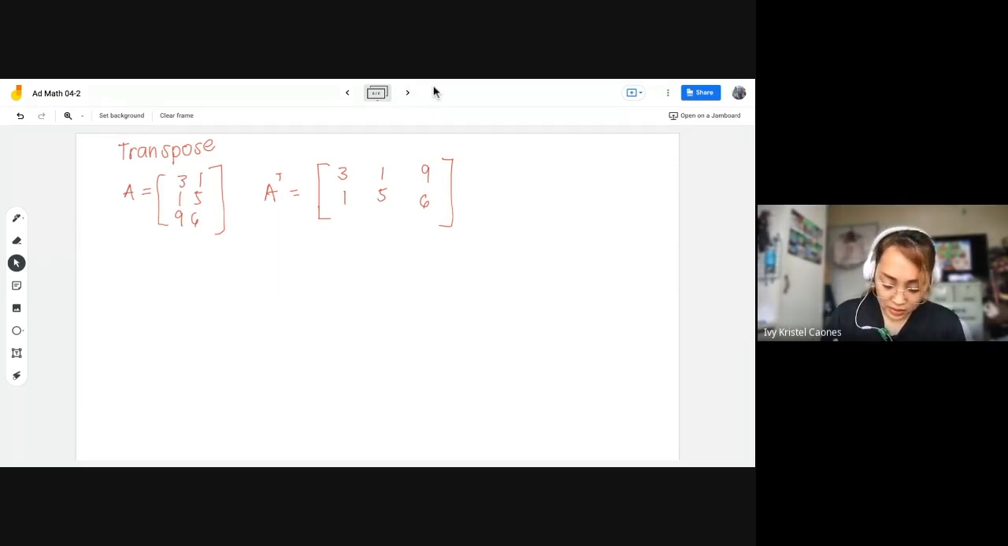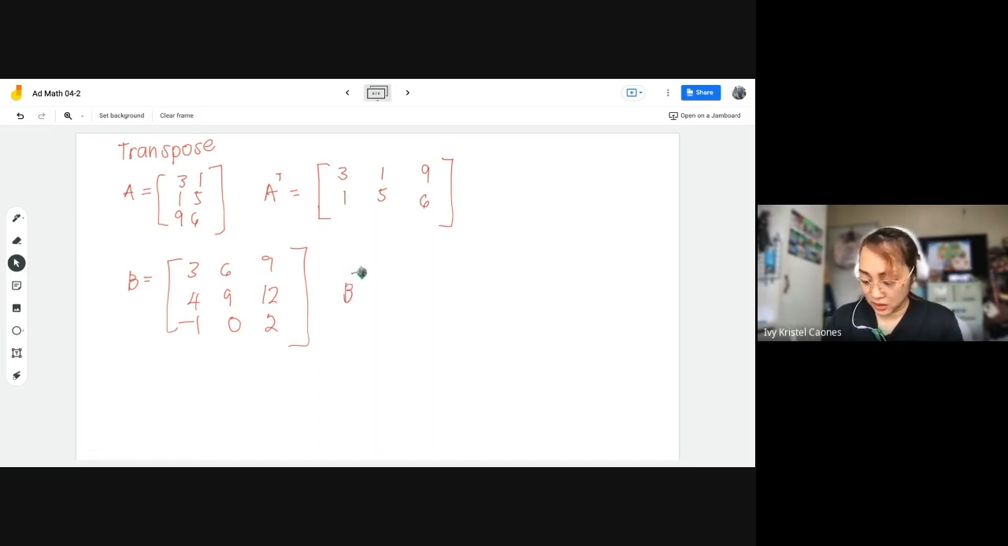So if you are transposing B, it will be 3, 6, 9, 4, 9, 12, negative 1, 0, 2. All your rows will turn into columns and all your columns will turn into rows.